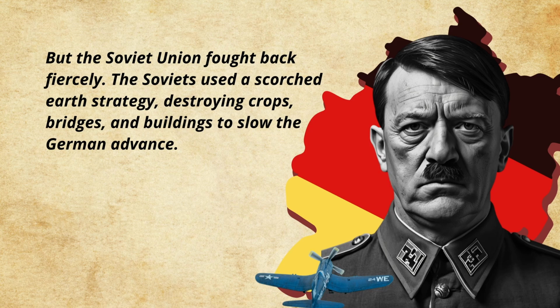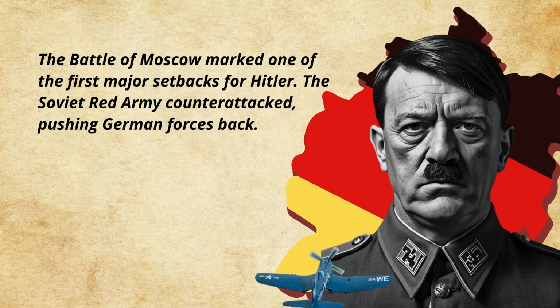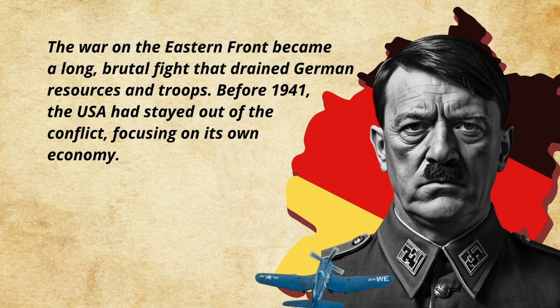The Soviets used a scorched earth strategy, destroying crops, bridges, and buildings to slow the German advance. Supplies became scarce for the Germans, and the harsh Russian winter made fighting extremely difficult. German soldiers were not prepared for temperatures below -30 degrees Celsius. The Battle of Moscow marked one of the first major setbacks for Hitler. The Soviet Red Army counterattacked, pushing German forces back. The war on the Eastern Front became a long, brutal fight that drained German resources and troops.